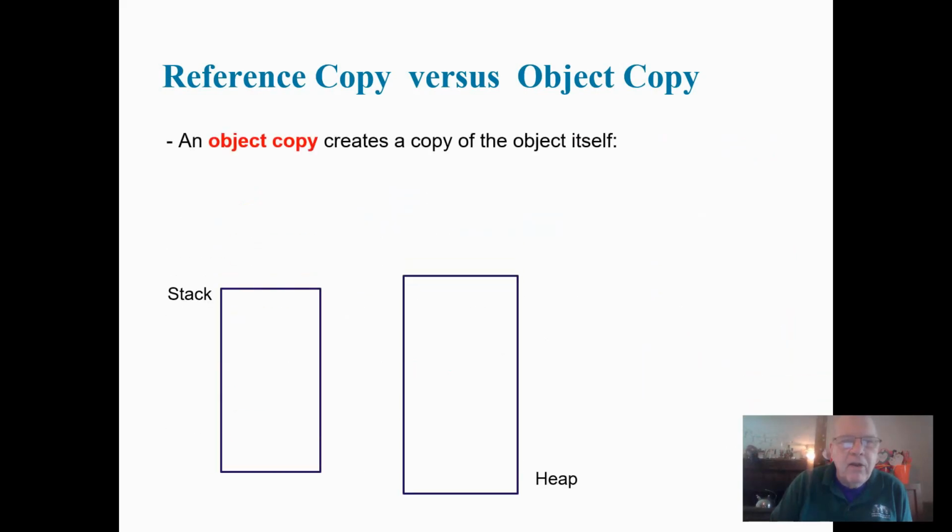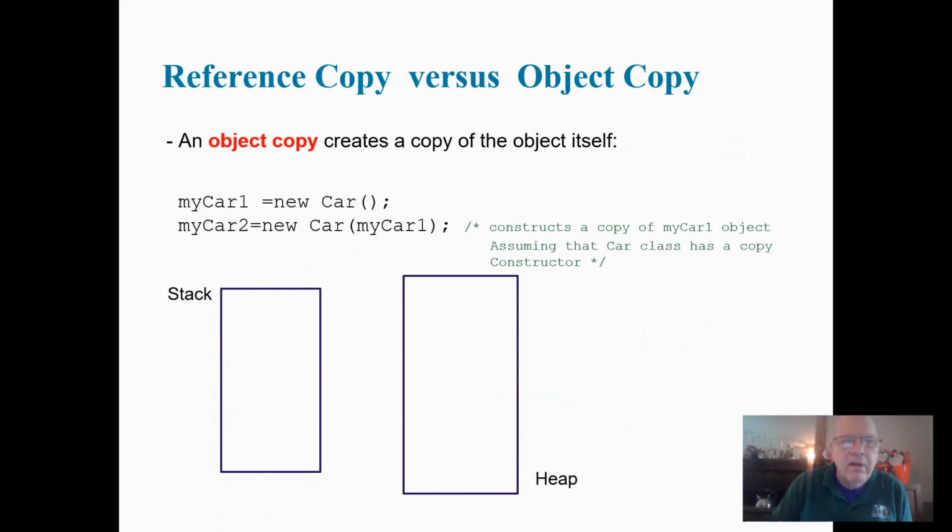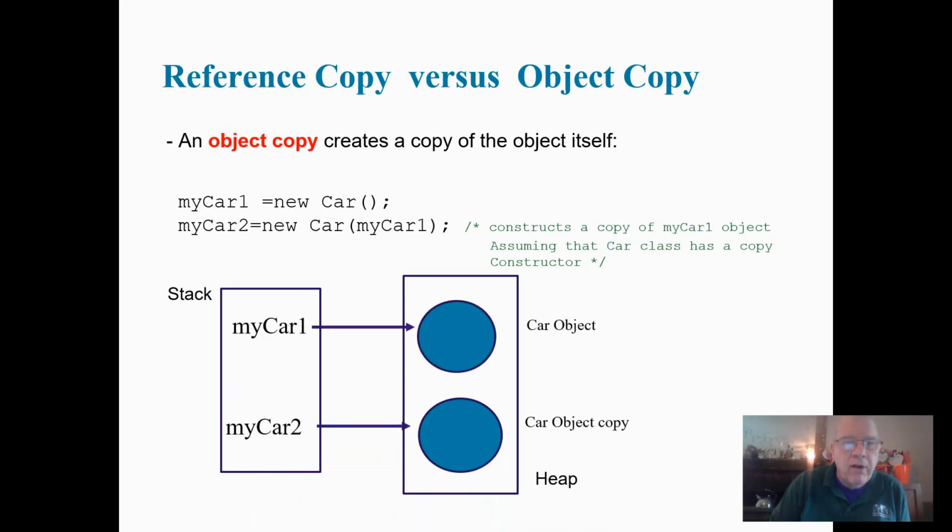Now an object copy creates a copy of the object itself. So in this example, we're assuming that there's a copy constructor of Car that takes car1 and replicates all the fields, and this would be an object copy. So now there are two objects pointed to by myCar1 and myCar2.